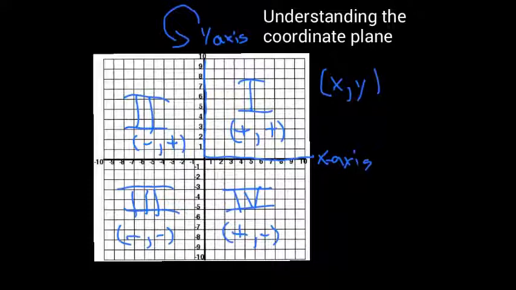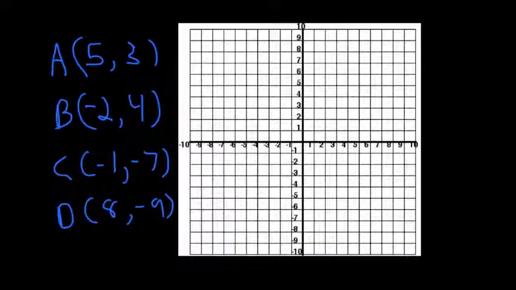So let's work on plotting some points. Alright, so I have 4 points for us to plot. The first one is 5, 3. So x is positive, so I'm going to go 5 to the right, and then 3 up, because the 3 is positive. Right is always going to be positive, and up is always going to be positive. So at 5, 3 is my letter A.